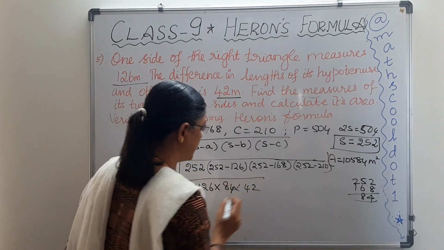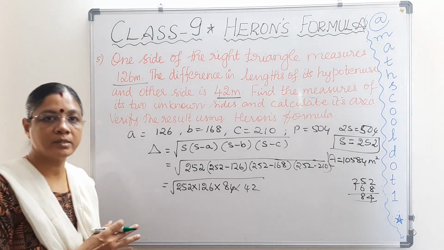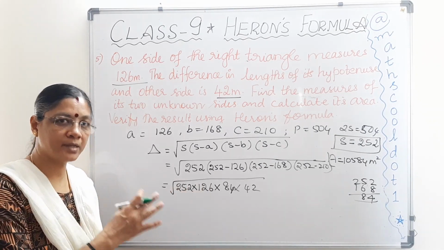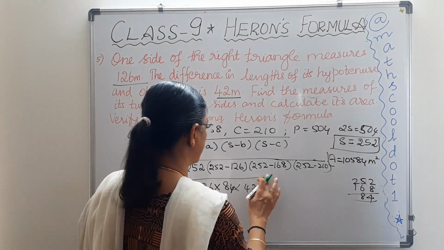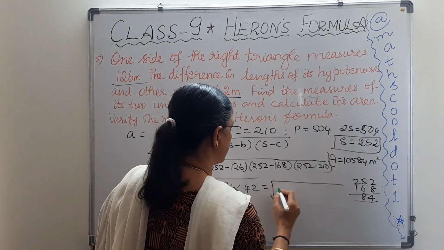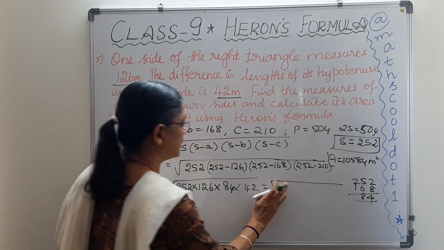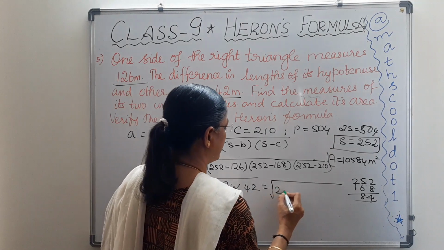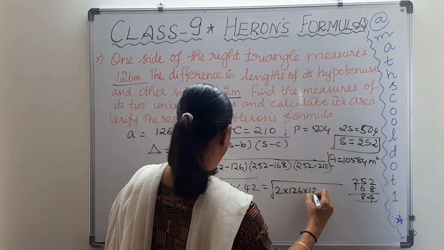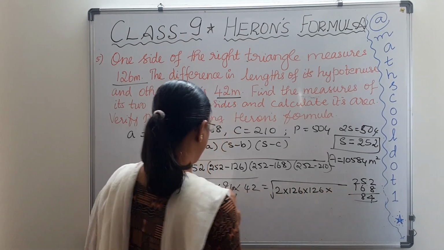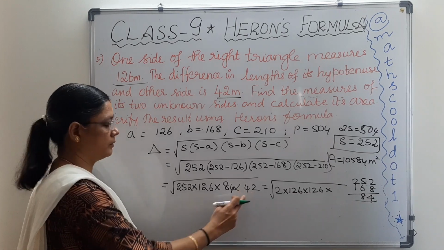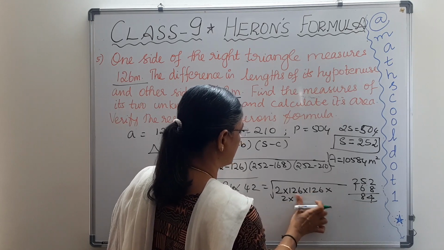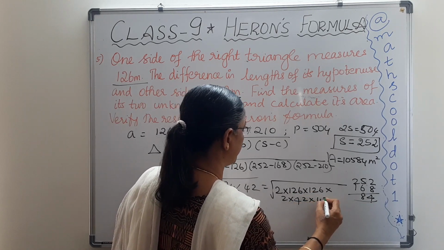So taking root. See, this will be very easy for you when you expand these numbers. No need to multiply, you just expand, and you will easily get the square root of the whole number. Because 252 is twice that of 126, isn't it? So I can write this as 2 into 126 into 126 into 84. You see 84 and 42 are here. 84 can be written as 2 times 42 into 42. So that's it.